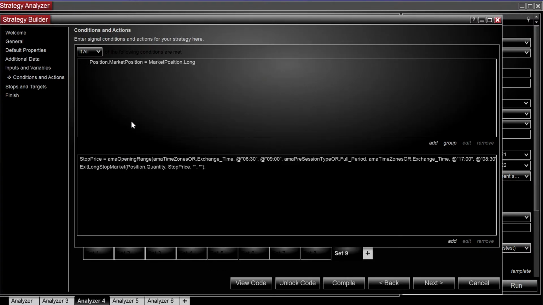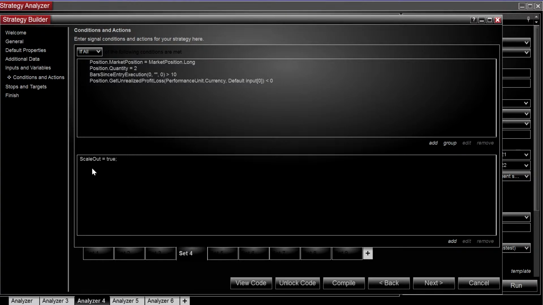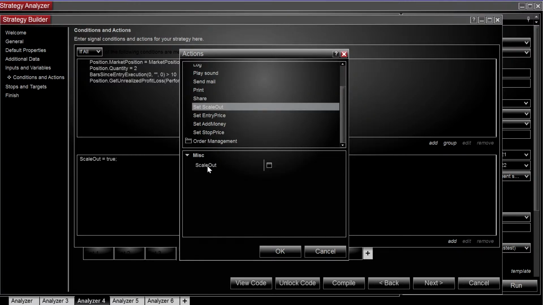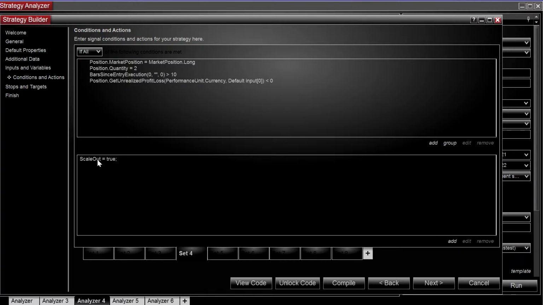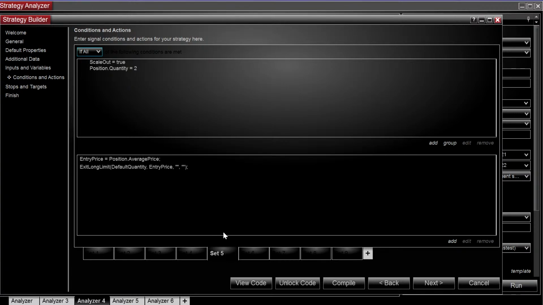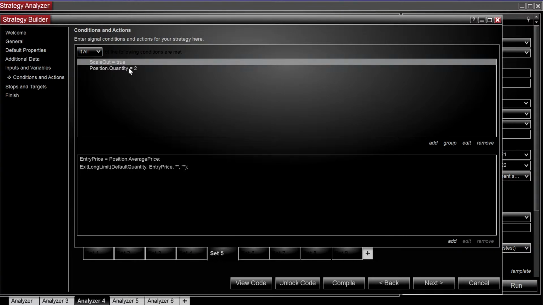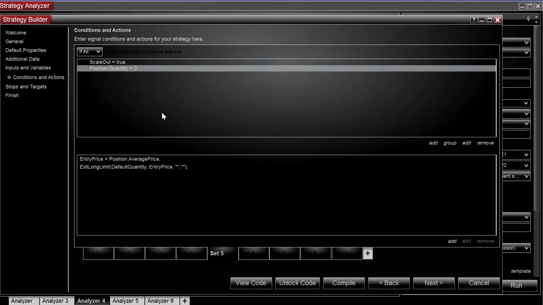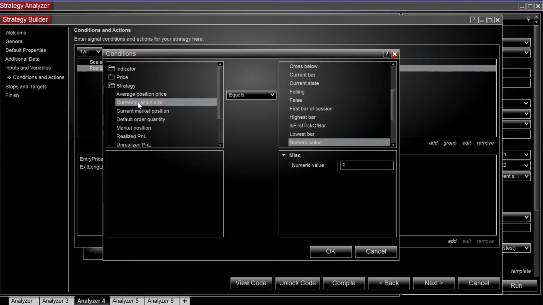So over in conditions, when all that occurs, we go to add, scale out equals true, so you would check mark that, and it would pop up like that. Set number 5, we have scale out equals true, so the user variables, scale out equals true. Position quantity, current position size equals 2.